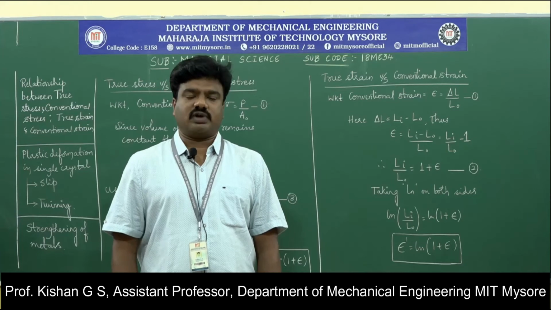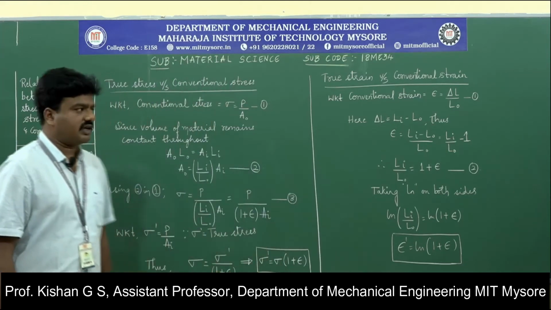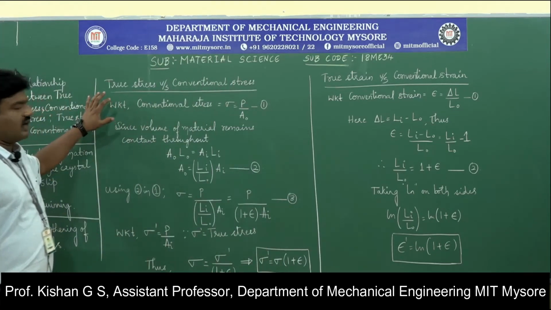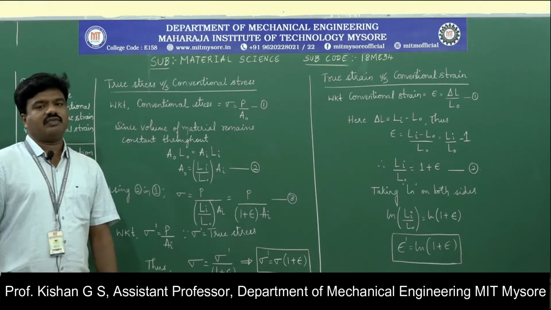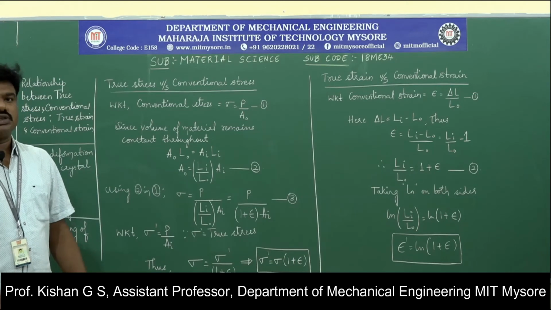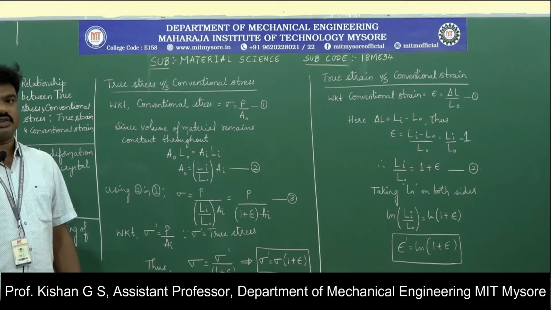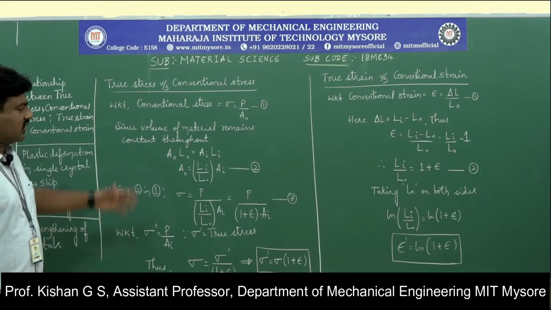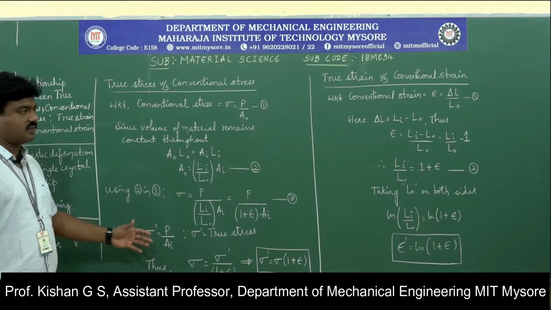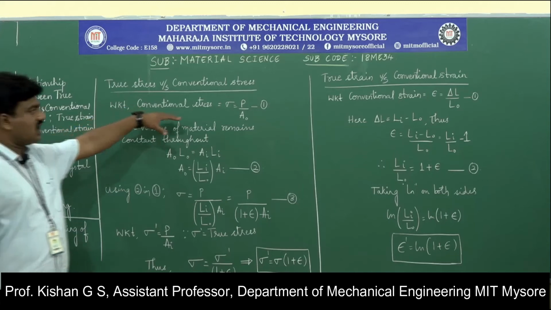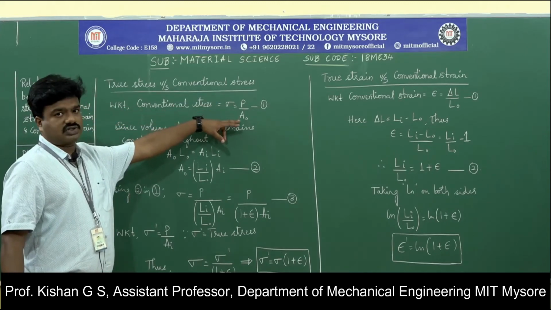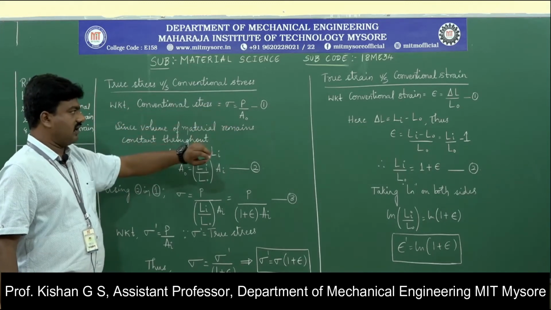as strengthening of metals. So first we shall take up the relationship between true stress and conventional stress. We defined true stress and conventional stress in the previous class. Here, to derive the relationship between both terms, we first take the conventional stress, which is defined as load per unit cross-section area, that is P by A naught.